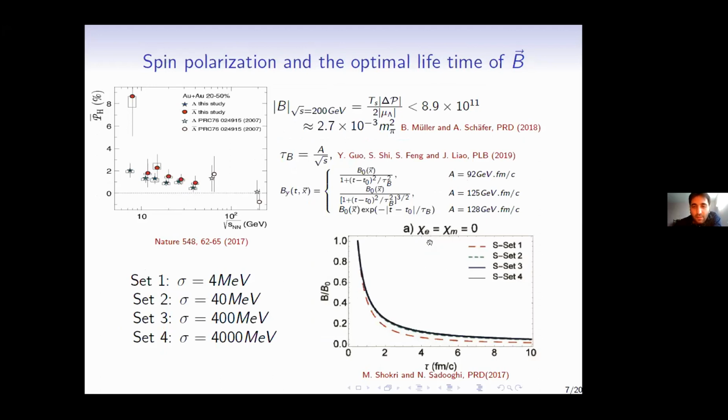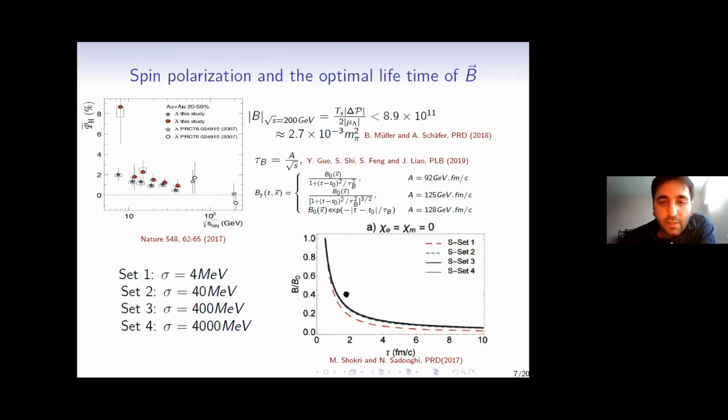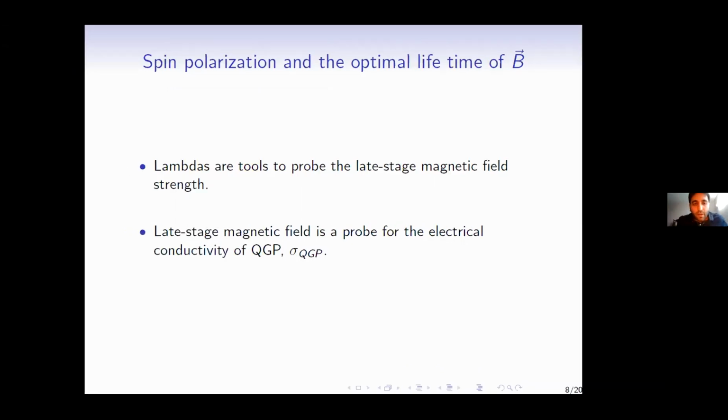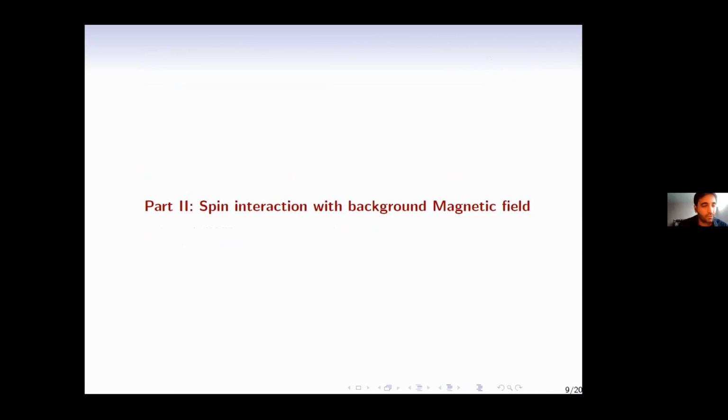And based on some studies like this, if the medium has a finite conductivity, the behavior of the magnetic field is mostly affected at the late stage. So on the one hand, the lambda are good tools to probe the late stage magnetic field strength, and the magnetic field at those times is mostly affected by the finite conductivity. So for the late stage magnetic field, the lambda may also provide a good hint about the conductivity of the medium. But this is not the only way to study the interaction between the magnetic field and the spin of the particles.